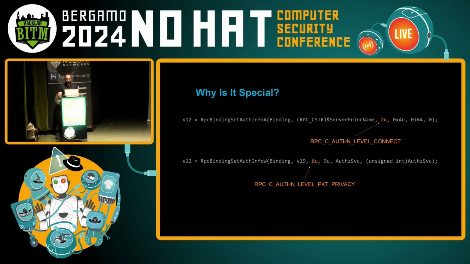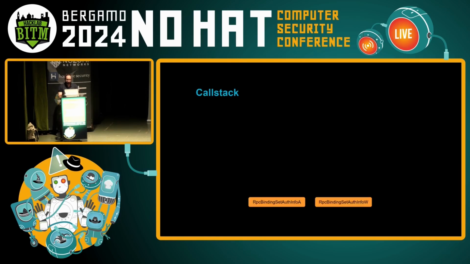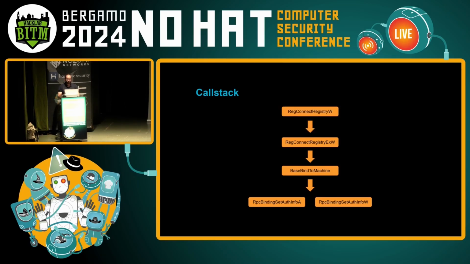AuthInfoW uses packet privacy. So what we need to do is figure out when or how it calls level connect, because that means we can hack it. If we take a look at the call stack, both those functions are called from a function called BaseBindToMachine, which is an internal function, which in turn is called by RegConnectRegistryX, which is an export of AdvAPI, and also by RegConnectRegistryW, which is a documented function on MSDN. It's basically what you use when you want to connect to a remote registry.